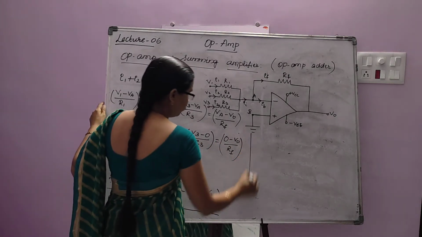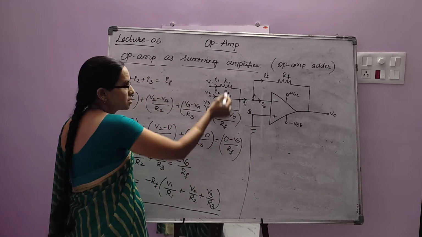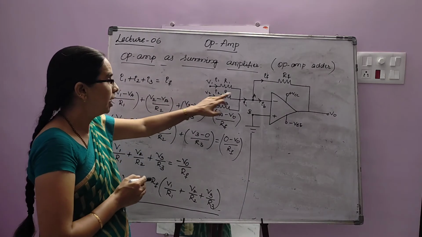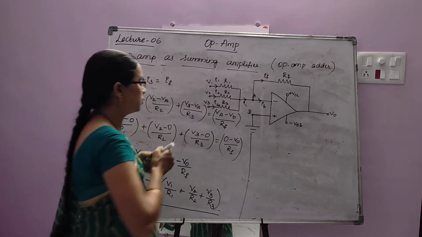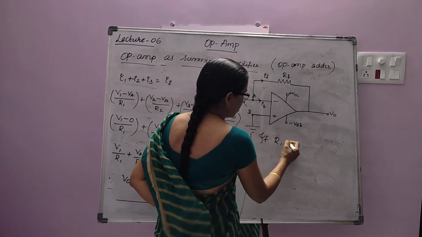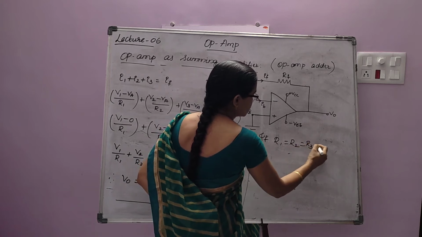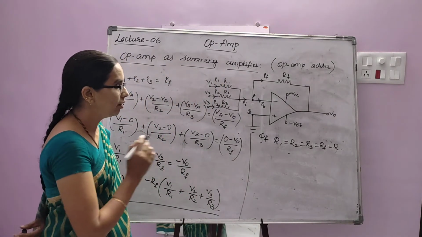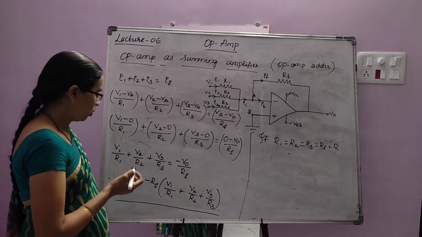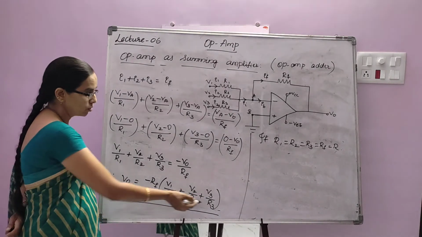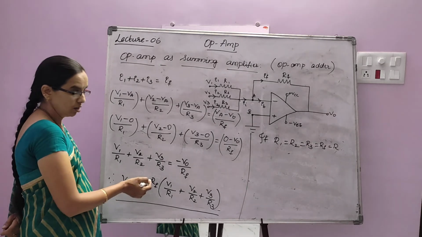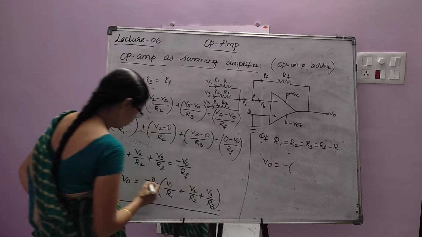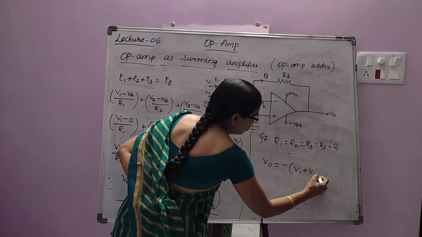If we take these resistances R1, R2 and R3 of the same value, and RF also the same, what happens if R1 is equal to R2 is equal to R3 is equal to RF, and that is equal to R? All are equal value resistances. Then this and all will be the same, so you can take R common here, and even this will be R. Therefore V naught is equal to minus of V1 plus V2 plus V3.